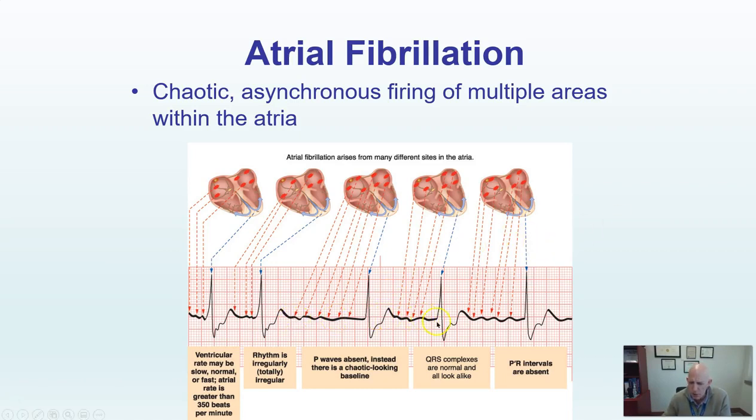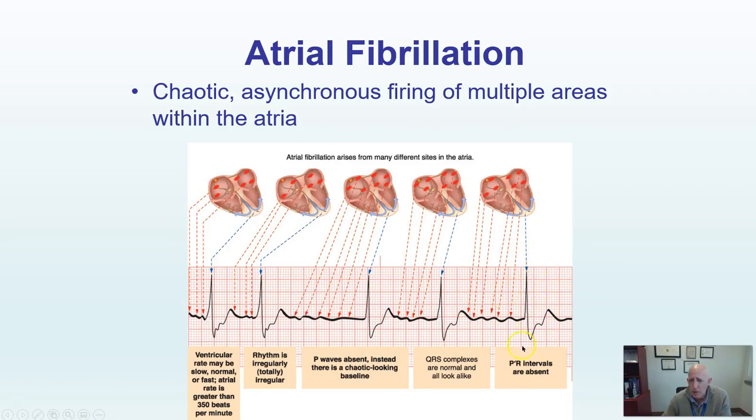And what you'll see is this very wavy baseline. It's not really like a flutter wave. It's just kind of like, I don't really see anything that looks quite like a wave, but it's not flatline. So you're going to look for that for AFib. You're going to look for a lot of variability in the R-to-R intervals. It's just kind of random.